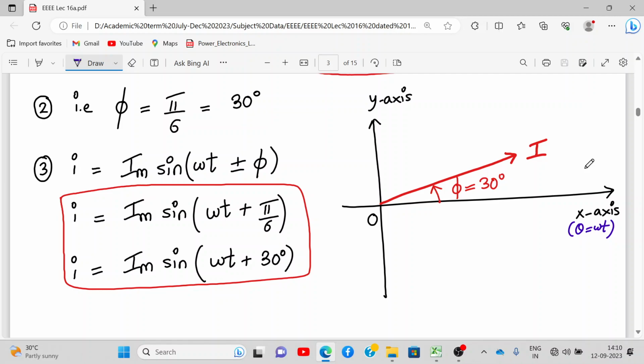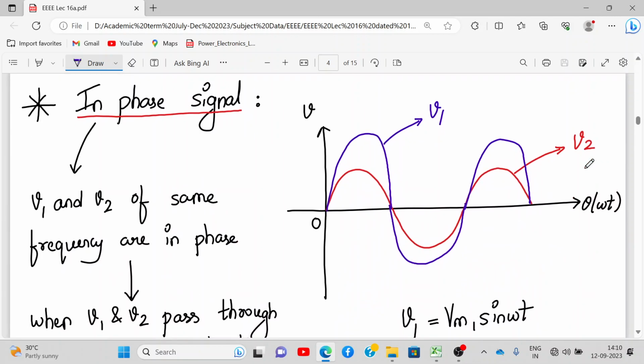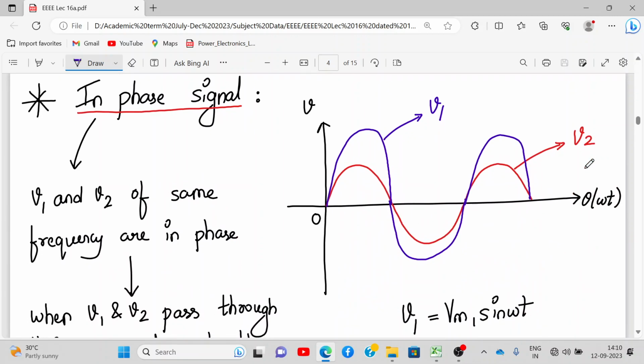So this 5-10 minutes was for that. Alright? Can we start with the actual topic? Now what do you mean by in-phase signal? If there are two signals starting with the same reference position, they are in phase. Alright? They are reaching zero at the same point, reaching maximum at the same position, then it's an in-phase signal.